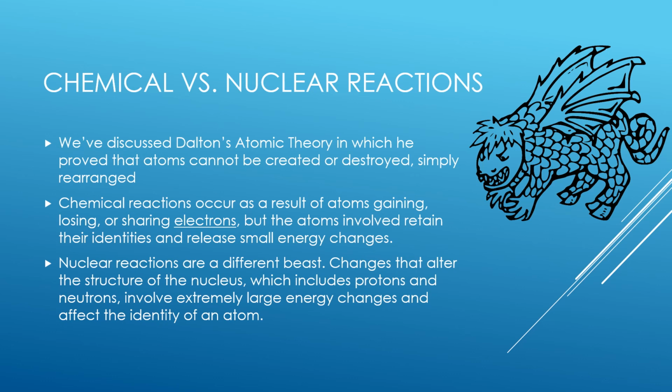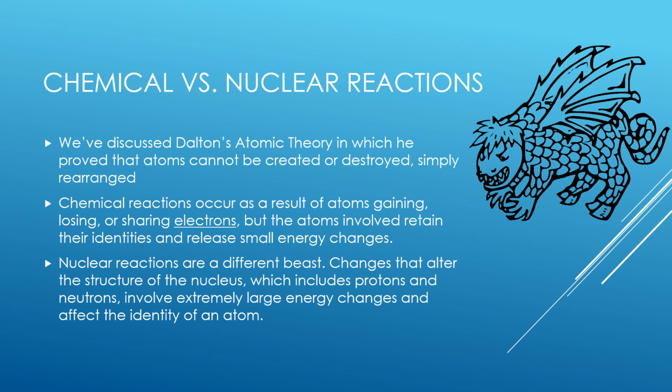Next, we're going to look over at the nuclear side. So again, 3 bullet points for nuclear reactions. The first is that they alter the structure of the nucleus. And just to remind you, in the nucleus there are protons and neutrons, so we are changing those numbers of protons and neutrons. The second bullet point, extremely large energy changes.